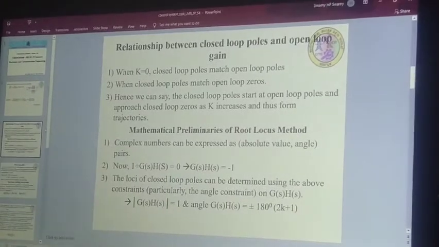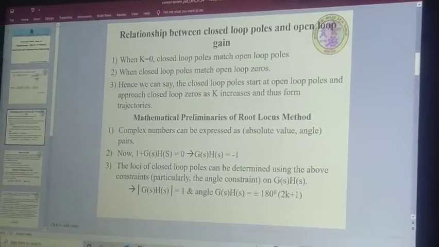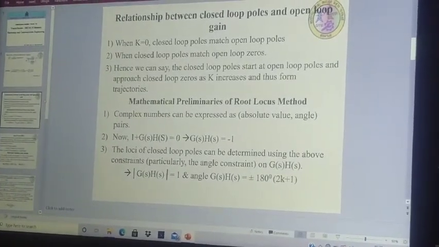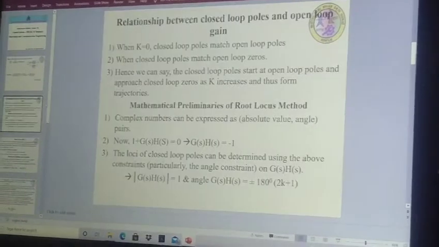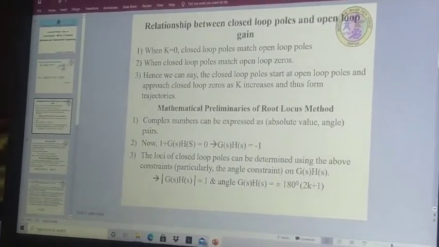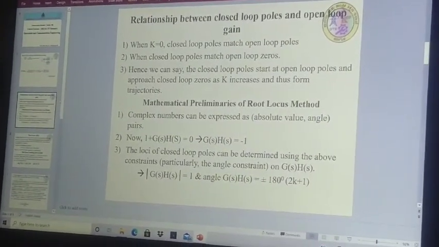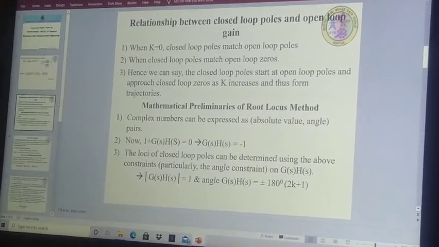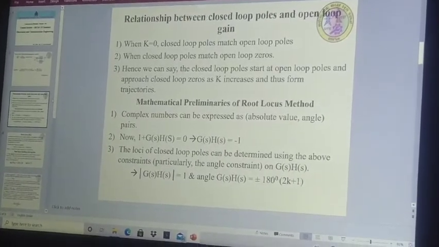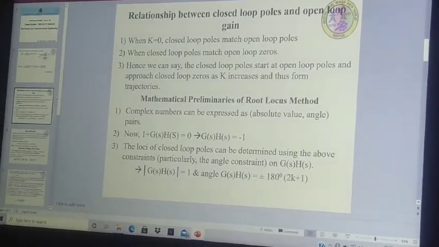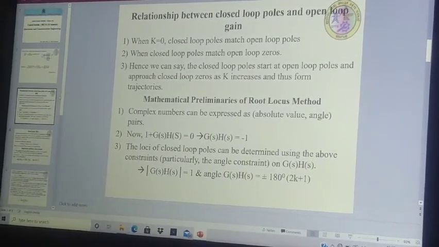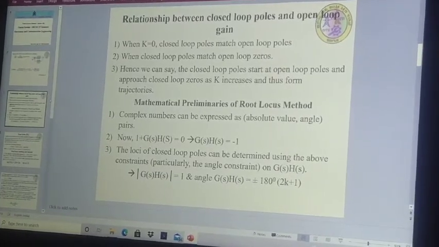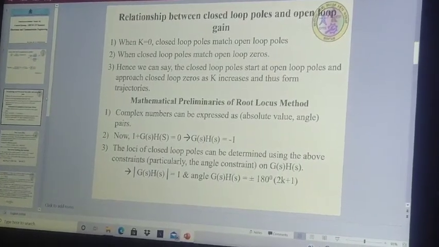So I will continue the topic in this session 4, that is root locus. A root locus is a technique or method which is used to determine the stability of the system. So here you are going to understand the relationship between closed loop poles and open loop gain. When k is equal to 0, closed loop poles match open loop poles.